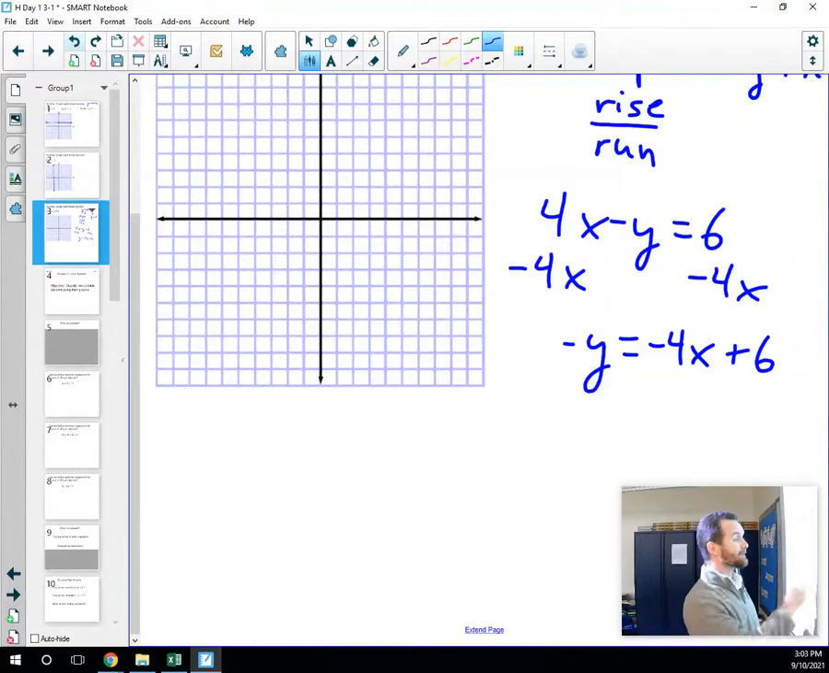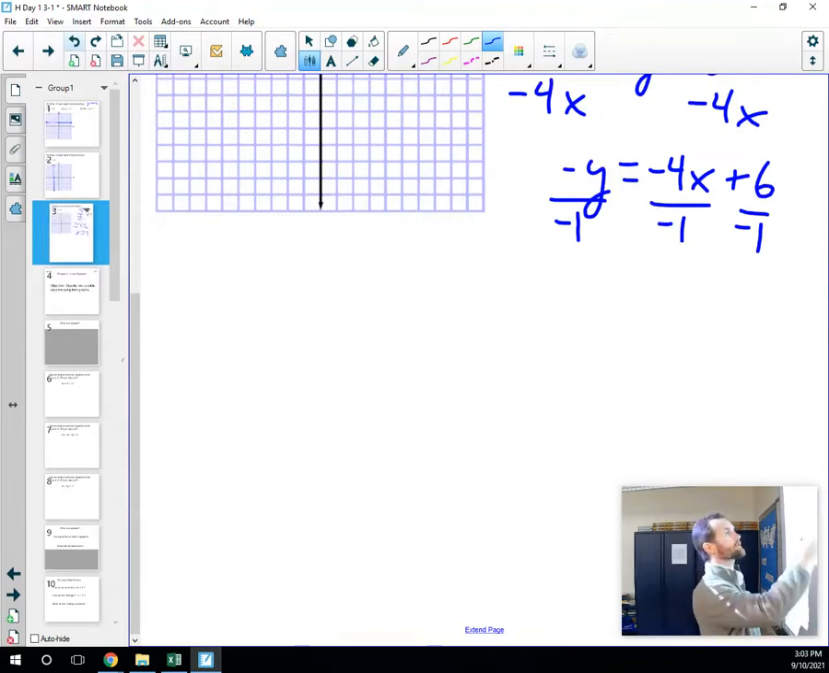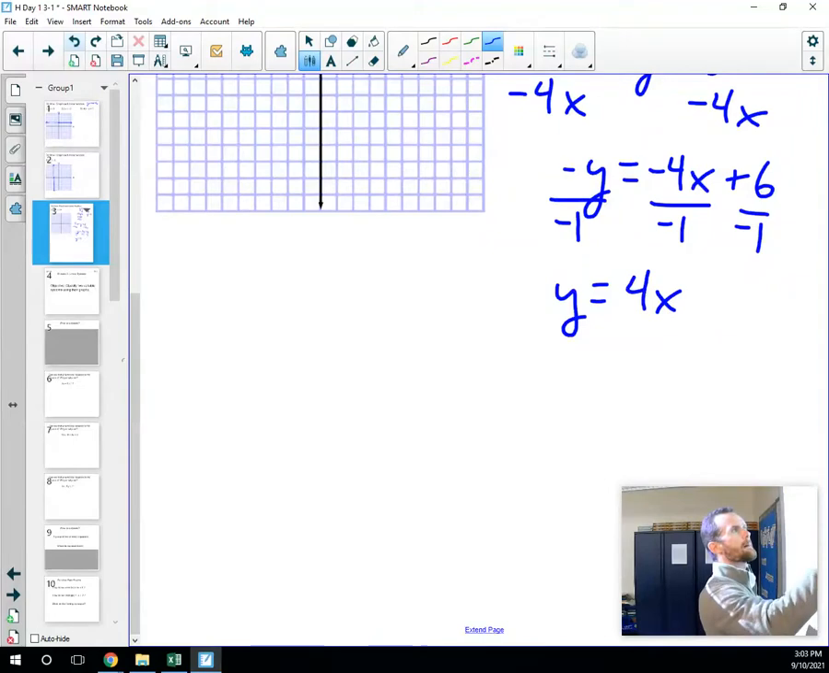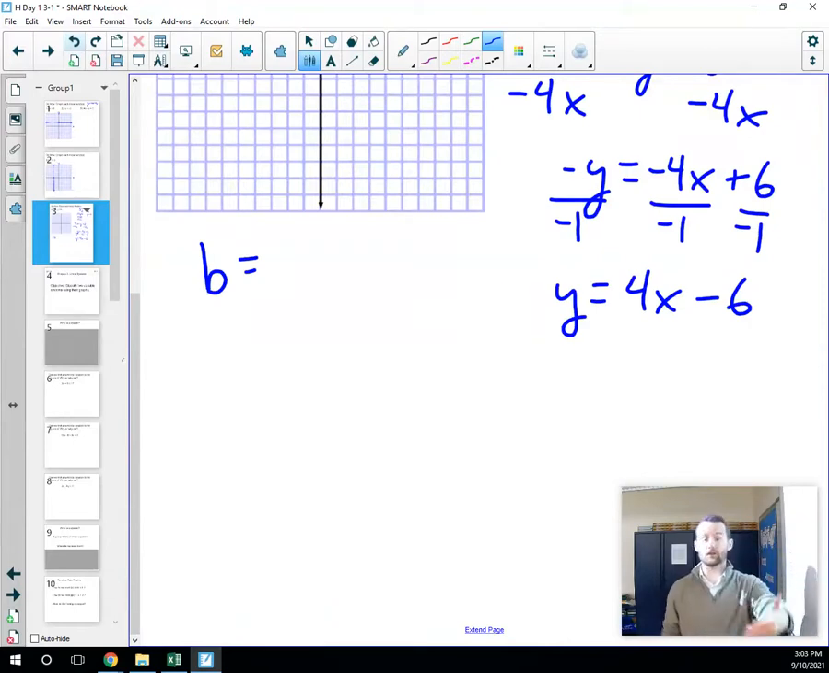And then y is not yet by itself. We're going to divide by -1, divide all the terms by -1. Need a little bit more space so my face is out of the way. This becomes y equals +4x minus 6. So there we go. I always write down the slope, I always write down the y-intercept, the b value first, because that's our starting point.